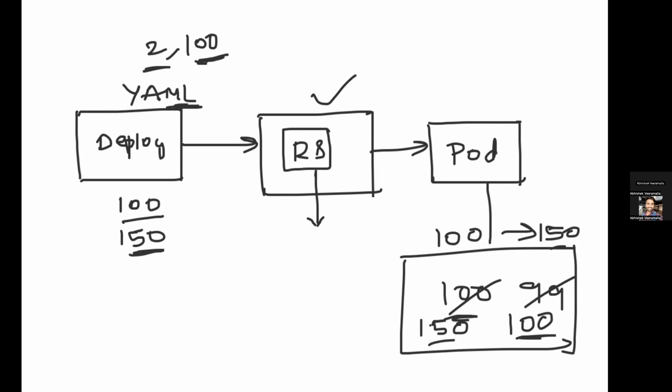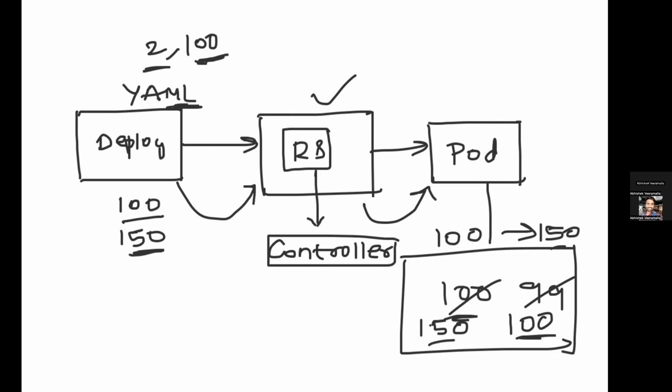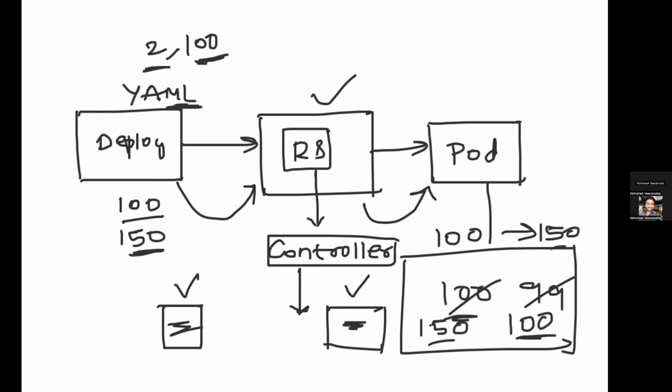It will create a replica set, and this replica set will create pods for you. And this replica set is a Kubernetes controller. So if you are listening to this word, Kubernetes controller, for the first time, don't worry, you will get acquainted with it, because in Kubernetes we deal with a lot of controllers. Controllers are something which maintain a state. It always ensures that the desired state is present on the actual cluster. That means the desired state and the actual state on the cluster are the same.